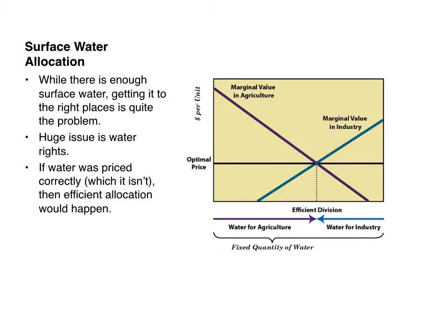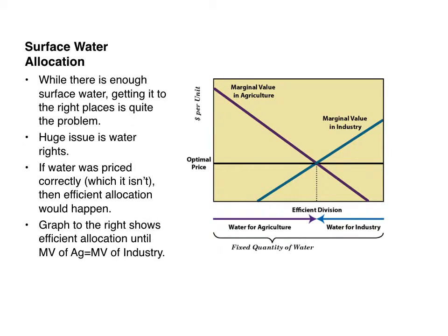Now, if water was priced correctly, which it isn't, efficient allocation would happen. And what does efficient allocation mean? Well, the graph to the right shows that efficient allocation would occur until the marginal value of agriculture equals the marginal value of industry. So the efficient division occurs when the marginal value is equal for agriculture and industry.